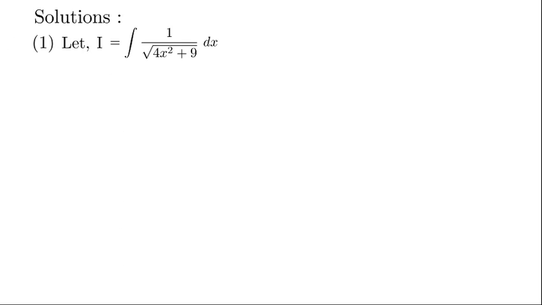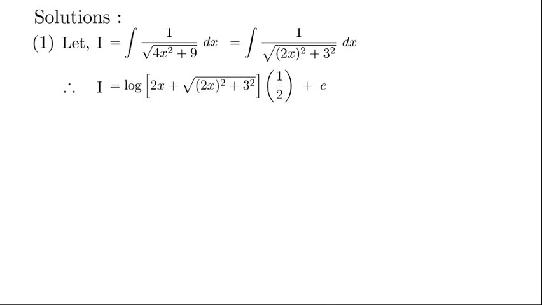Integration of 1 upon root of 4x square plus 9 dx. Here 4x square is written as 2x the whole square and 9 is written as 3 square, so that this gets reduced to the form of 1 upon root of x square plus a square. So the result is almost the same: log of 2x plus root of 2x the whole square plus 3 square, into 1 upon 2, since we divide the expression by the coefficient of x, that is 2, plus c. So 1 by 2 log of 2x plus root of 4x square plus 9 plus c.